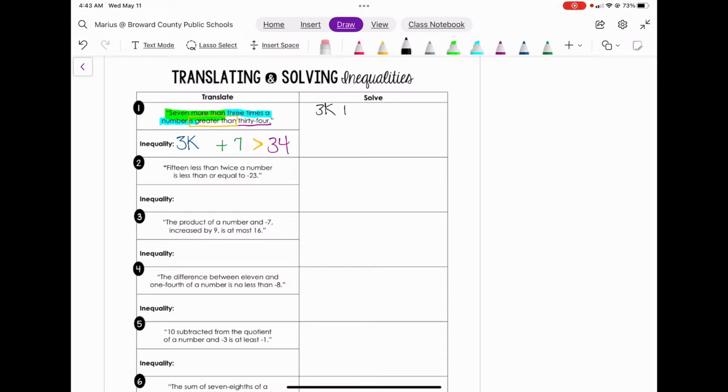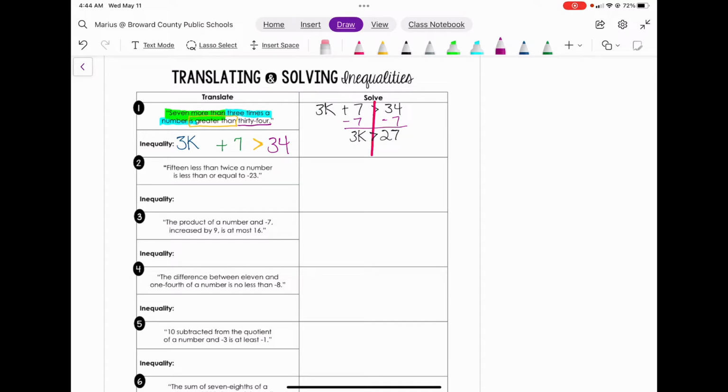3K plus 7 greater than 34. I like to draw a line down the middle like that. Then we're going to start by subtracting 7 from both sides. So minus 7, minus 7. What you do to one side, you do to the other. That's going to become 3K greater than 27.